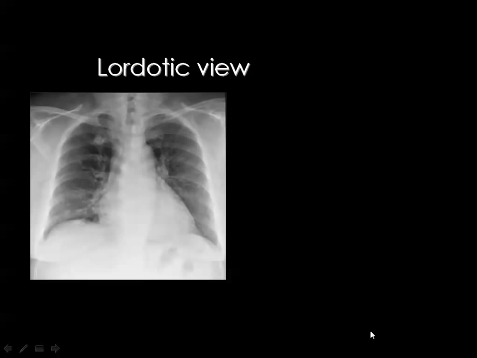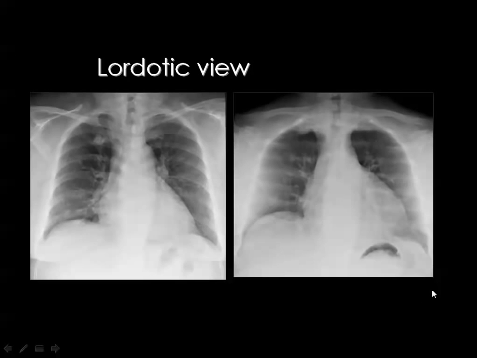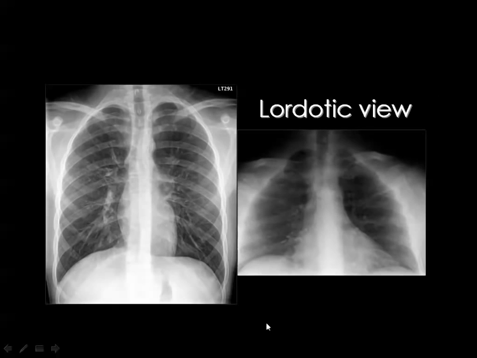Then the lordotic view is obtained in the anteroposterior projection with tilting the patient about 45 degrees relative to the X-ray beam. The main value of this lordotic view is to displace the shadow of the clavicle away from the area of the lung apex. Then you can see this is the lordotic view, and the shadow of the clavicle is not covering the apex of the lung, and if there are any infiltrations, minute lesions, or calcification, they can be clearly visualized.